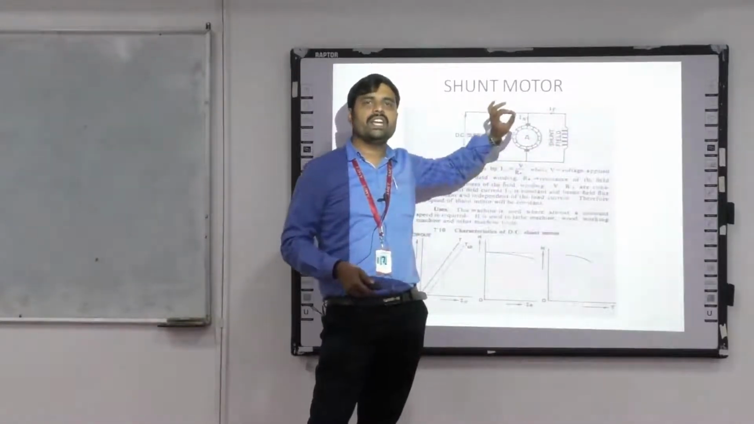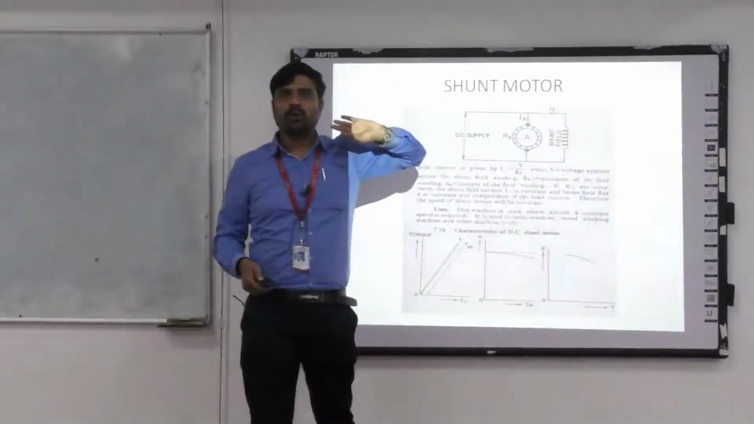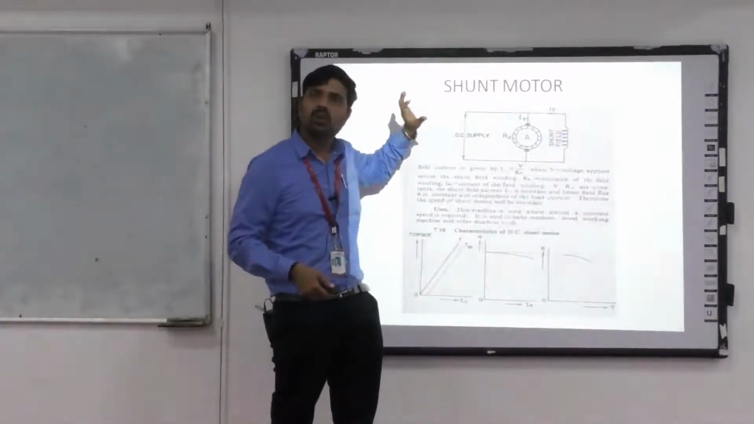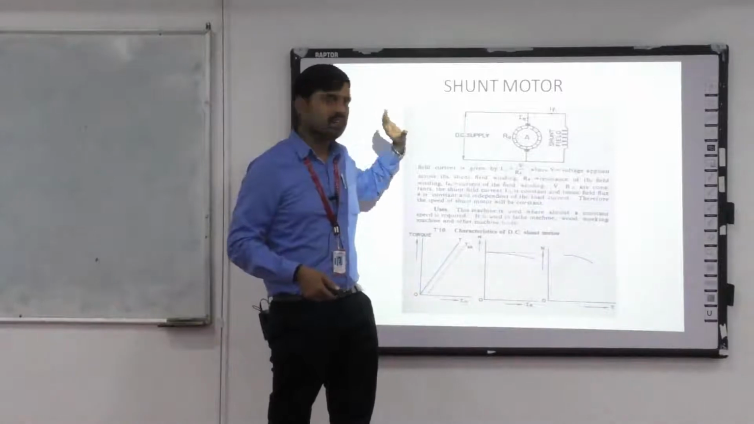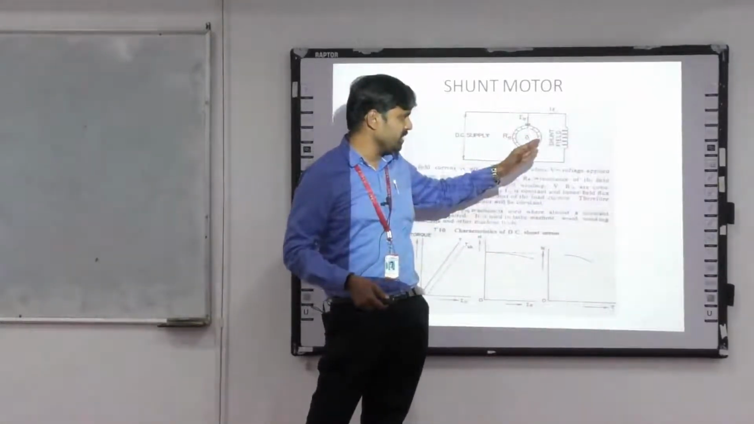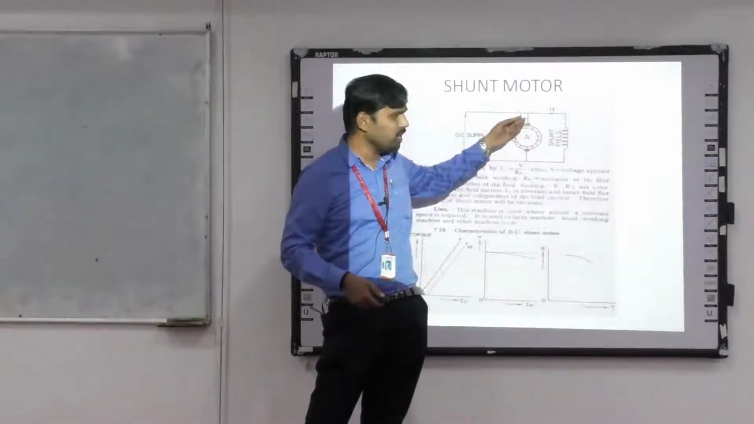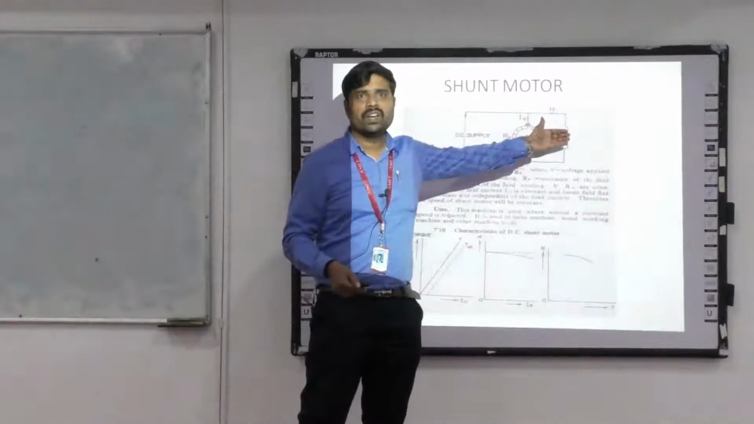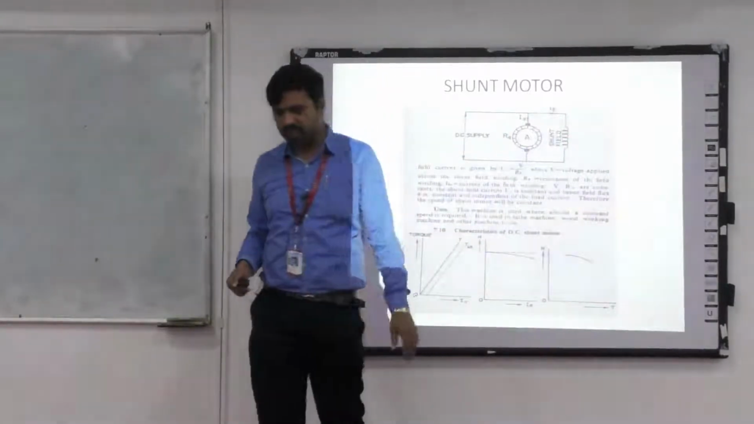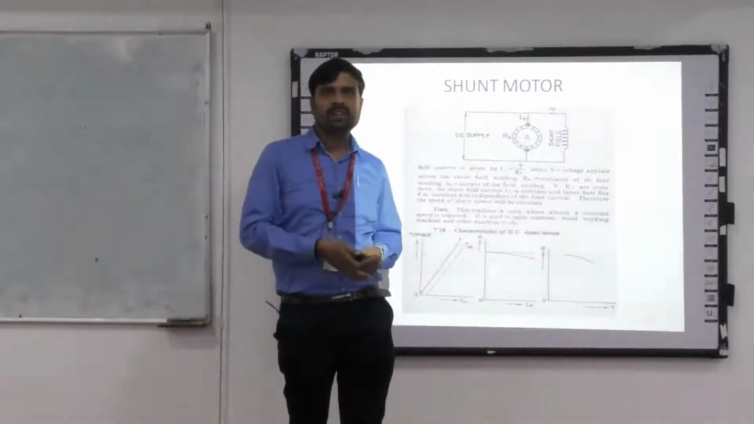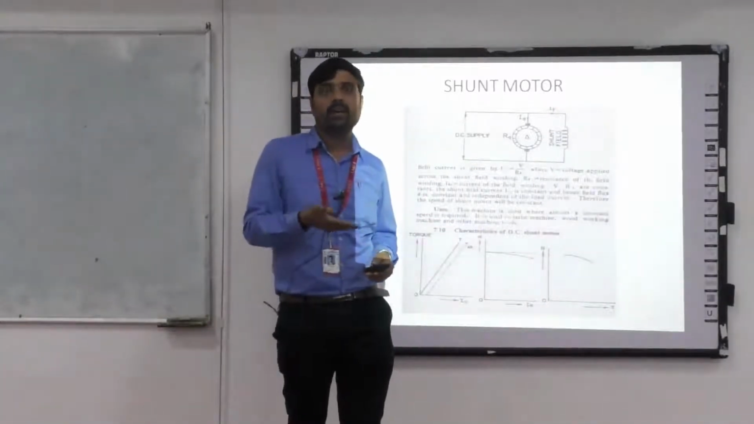When the flux is maintained constant, N is proportional to EB by phi. When the flux is constant, the speed is also maintained constant. So it is called a constant speed motor. Whatever the change in the load, there is only a small change in the armature current, and not much effect on the field current. Generally, in a motor, as we keep on loading, the speed will be reduced.